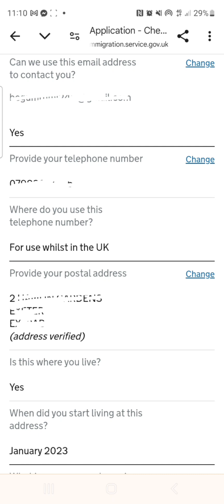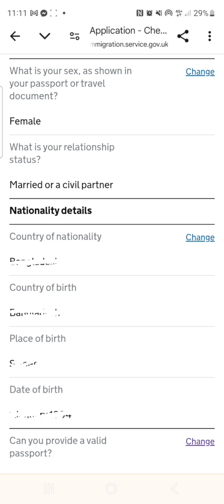Okay, it is asking you your details here: name and address and email address to contact you, your telephone number, where you use this telephone number whilst in the UK, your gender, male or female, your relationship status, married or civil partnership, your nationality details here, country of nationality, country of birth, place of birth, date of birth. Can you provide a valid passport?